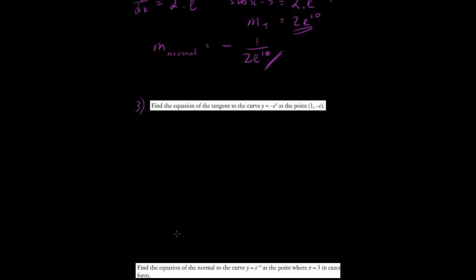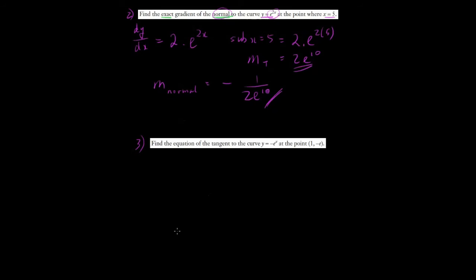Find the equation of the tangent to the curve y is equal to minus e^x at the point (1, minus e). So we're finding the equation this time. Read the question carefully. This is not after gradient now. It wants the equation of the tangent. So we're going to need to use the equation of a line, y minus y1 equals m times (x minus x1), right? Now we do have the point. The point is (1, minus e). It's a minus in front of the e.